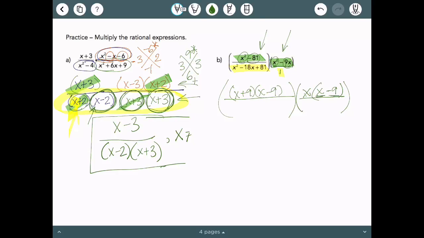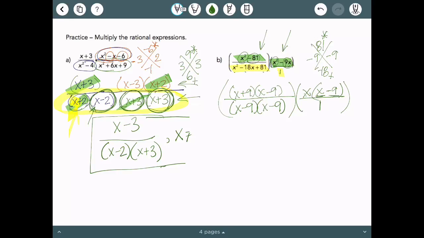On the bottom, I can see that it is a trinomial, so I need to use my x. I have 81 on top, negative 18 on bottom. So multiplying to get 81, adding to get negative 18, it's going to give me negative 9 and negative 9. So I have x minus 9, and I have that 1 down here.